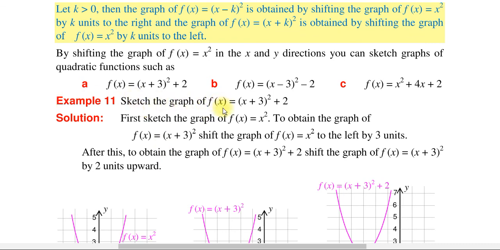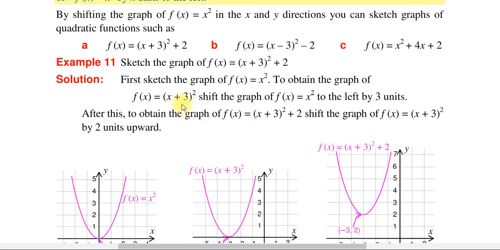So sketch the graph of f of x is equals to x plus 3 the whole square plus 2. First sketch the graph of f of x equal to x square. Then using the above rule, x plus 3 the whole square, shift 3 units to the left. Then after this, to obtain the graph of f of x equal to x plus 3 the whole square plus 2, shift the graph of f of x is equal to x plus 3 2 units upward.